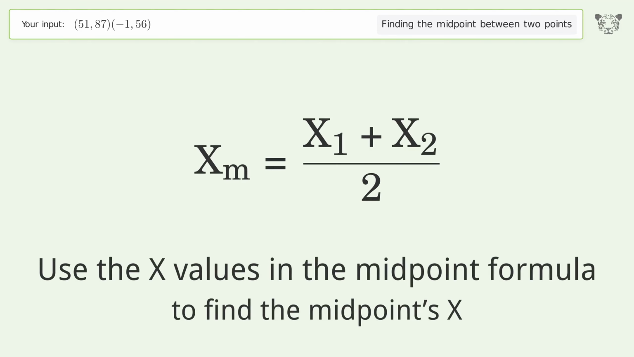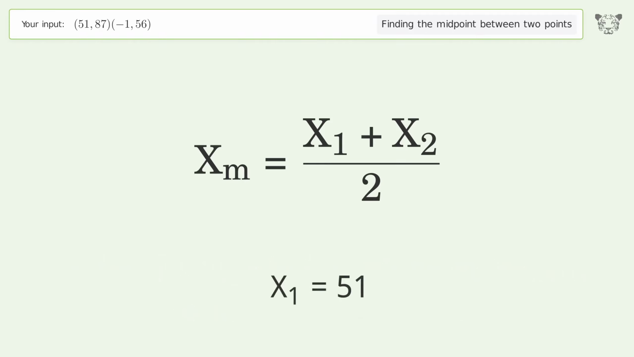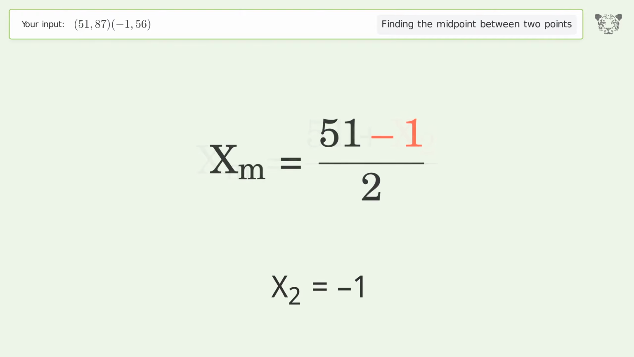Use the x values in the midpoint formula to find the midpoints x. x1 equals 51. x2 equals -1. Simplify the arithmetic.